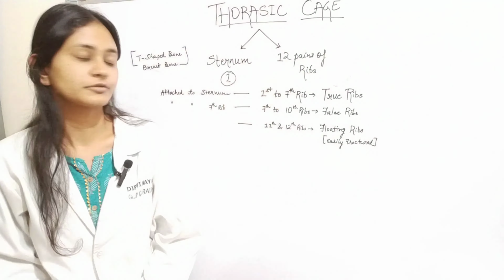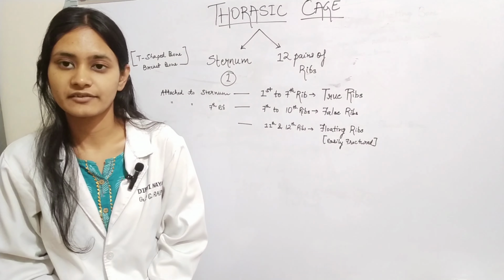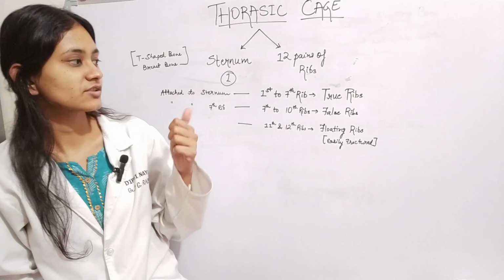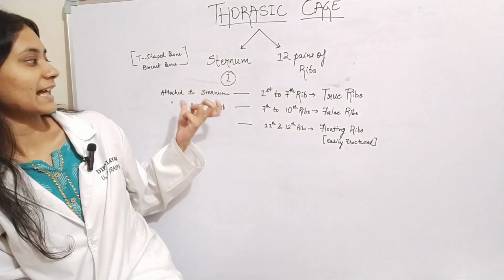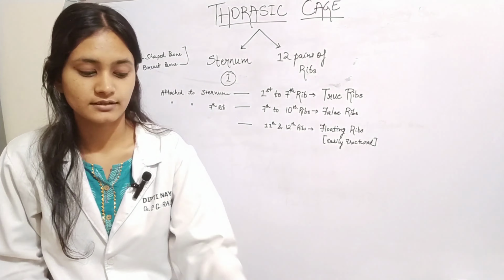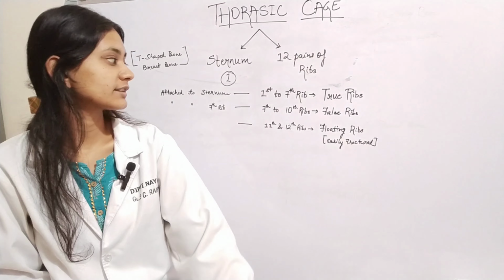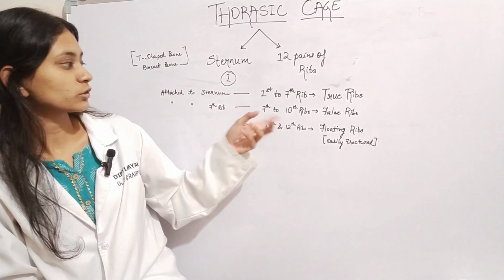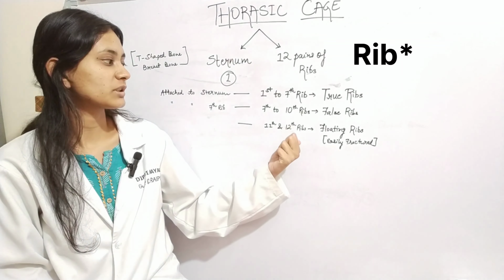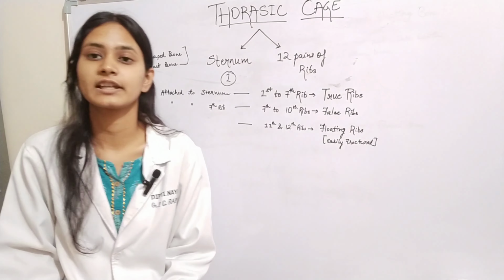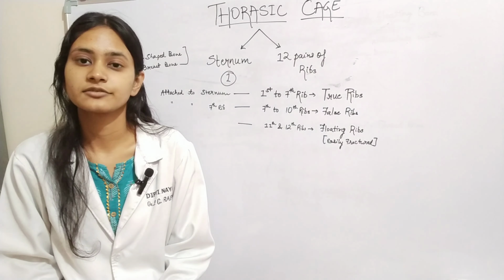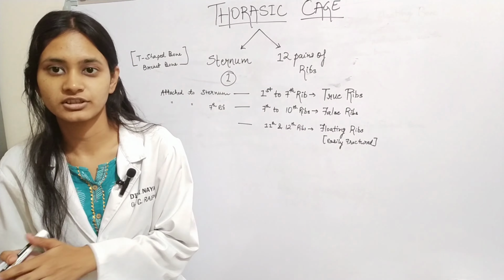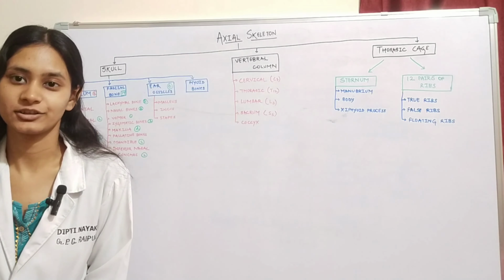We have 12 pairs of ribs, where the 1st to 7th ribs are known as true ribs. They are known as true ribs because they are attached to the sternum, that is here is their attachment. And 8th to 10th ribs are known as false ribs. They are attached to your 7th rib. 11th and 12th ribs are known as floating ribs because they have no attachment, and therefore they have more chances of fracture. So here we are at the end of our lecture.